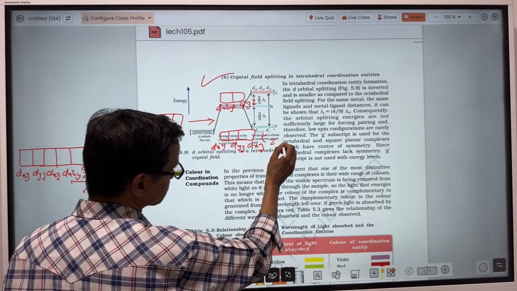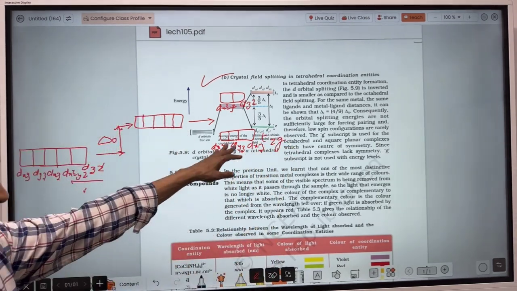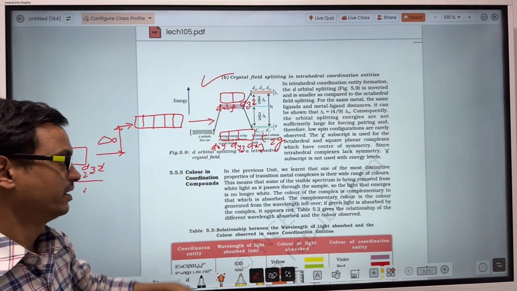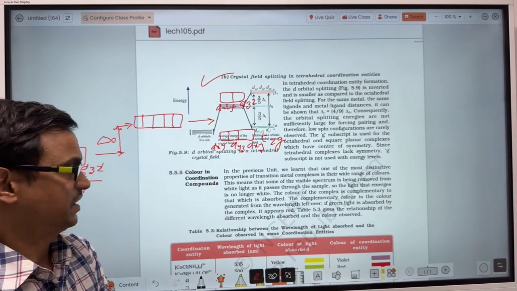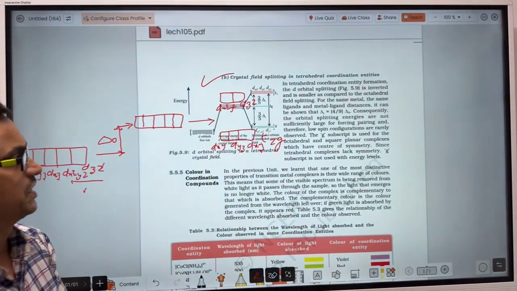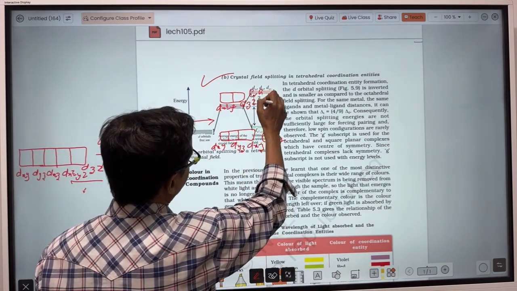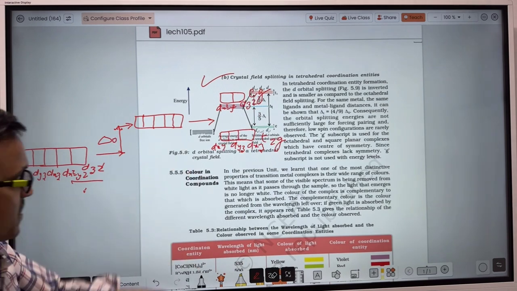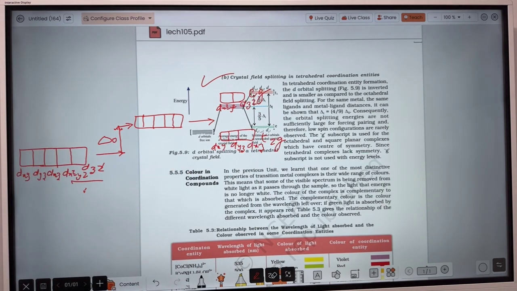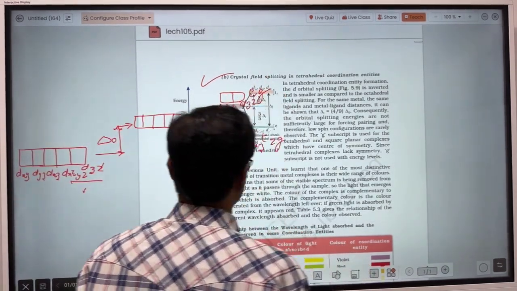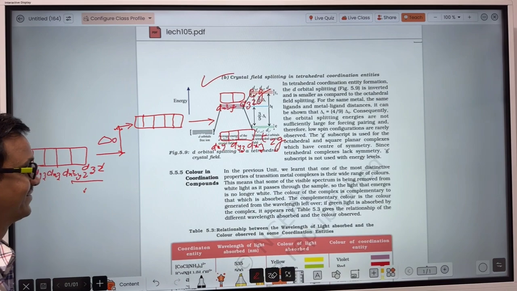So it will be called T2g energy level. The energy of the orbitals which has been decreased will be called T2g energy level. dxy, dyz and dxz are called T2g energy level. And the orbitals whose energy has been increased, that is dx square minus y square and the dz square, are called Eg energy level.